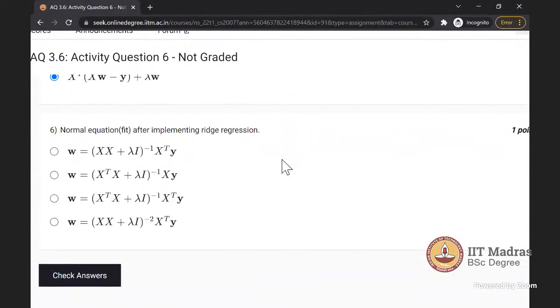Question number 6: the normal equation after fitting with ridge. So what is the solution of the regression problem if you use ridge regression and you use the normal equation method?